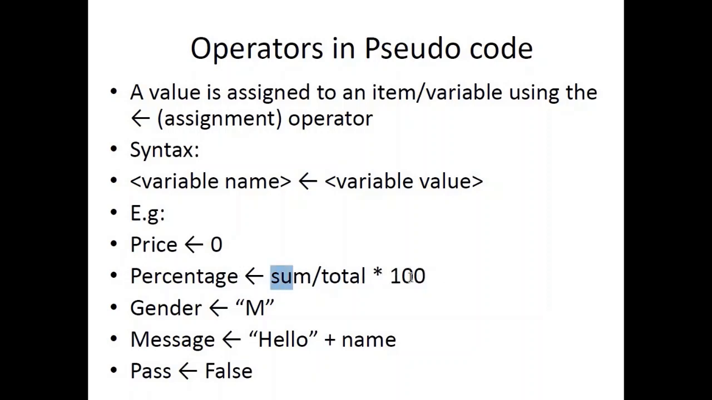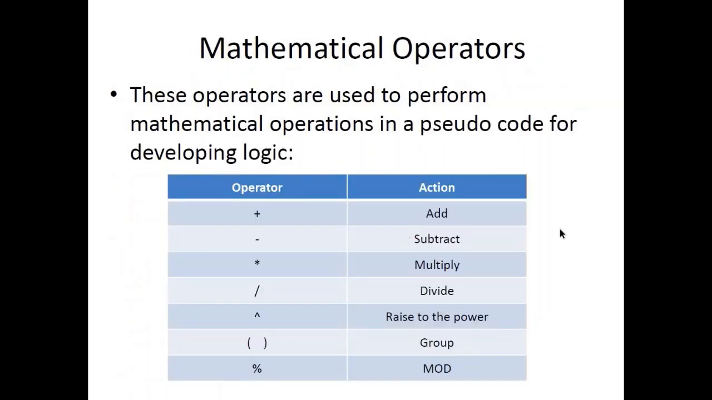The program or the algorithm is going to run this formula, and whatever answer it gets, it is going to store that in the variable named percentage. Then again, gender equals m, message equals hello plus name, pass equals false, and so on. This is the function or the syntax of an assignment operator.